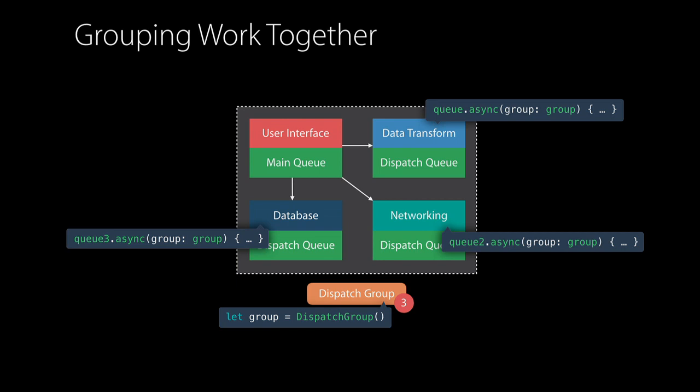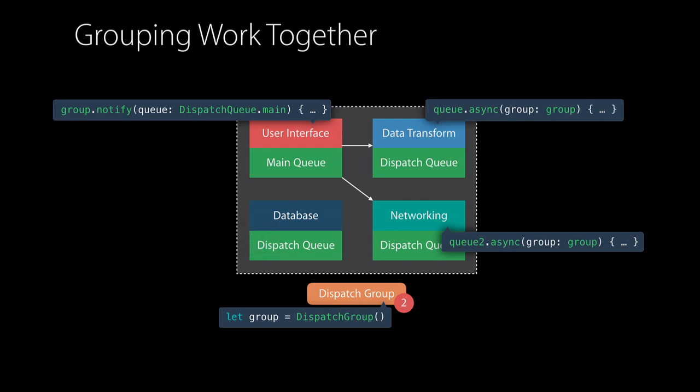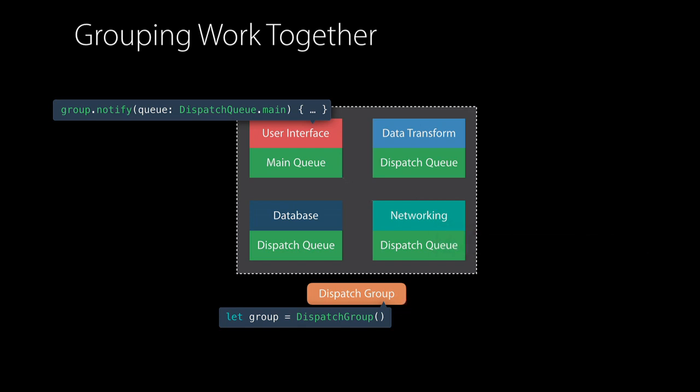Then finally, once you've submitted all your work, you can ask the group to notify you when all that work is finished, and you can tell it to do so on a queue that you've chosen. So now, one by one, these items will start to execute. And as they execute, the count in the group will decrement every time a work item completes. And when finally the last work item has finished, the group will go ahead and submit your notification block to the queue that you've requested. So here, we submitted the block back to the main queue, and it will run on the main thread.